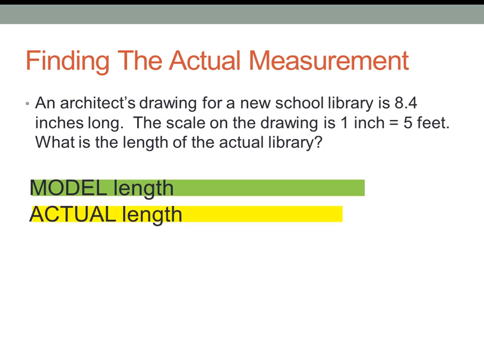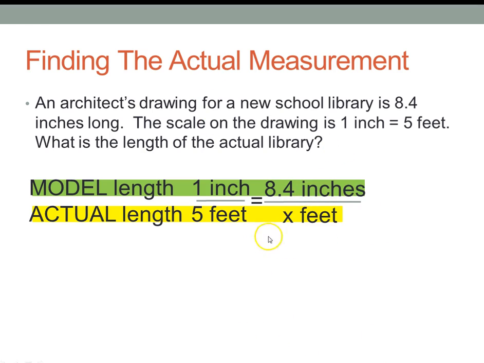So I've got my green and my yellow to represent model and actual. I know my scale is 1 inch to 5 feet. We're given that. And I also know that my model is 8.4 inches. I don't know my actual length, and that's what we're going to try and figure out. Before we look for a relationship in the numbers, that might be a little harder here because we have a decimal. So let's try cross product. We learned that.